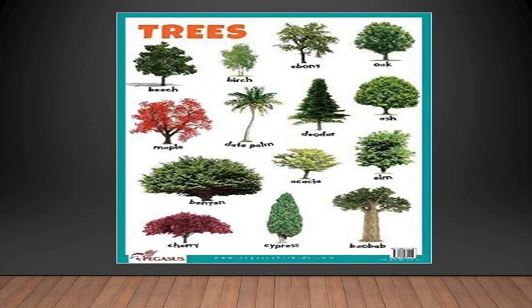See this? Beech tree, birch tree, ebony tree, oak tree, maple tree, date palm, deodar, Indian tree, ash tree, American elm, banyan, cherry, cypress, and bebop. It is fun to identify the trees and name them. That is how you actually learn.